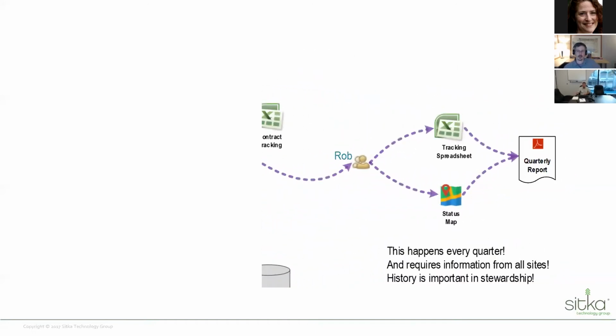After collecting the data across all sites, not just for our new Cedar Creek site, Rob summarizes this information from the team and copies it into a tracking spreadsheet. He creates the status map and finalizes the report. Now he, more than anyone, understands what's happening on the ground. Unfortunately, this has to be repeated every quarter, and it takes time away from developing and implementing management plans.